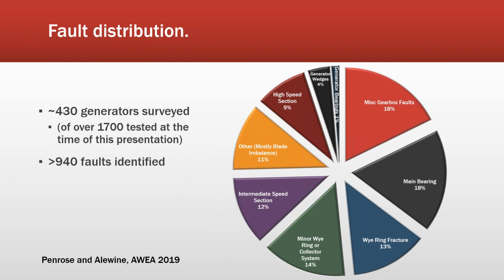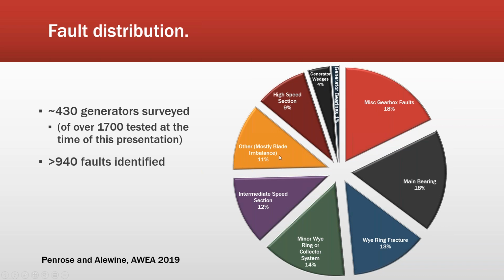Another study was done, and this was presented at now ACP. Across 430 generators of the 1,700 that had been tested with this focus in mind, from 2017 through 2019, we had confirmed findings, meaning that we had feedback saying that yes, those conditions did exist. This is the breakdown. So generator wedges were about 4%. You notice there's a lot of mechanical things in here.